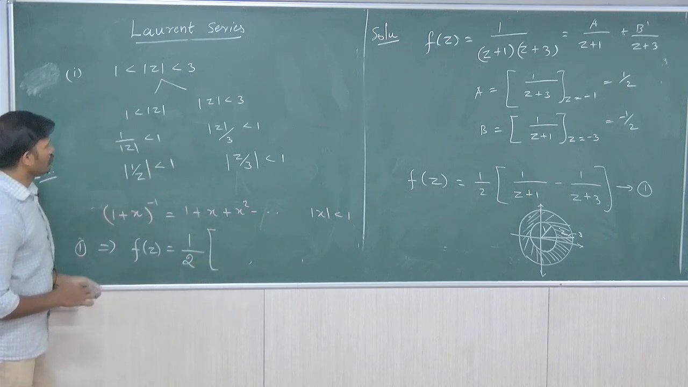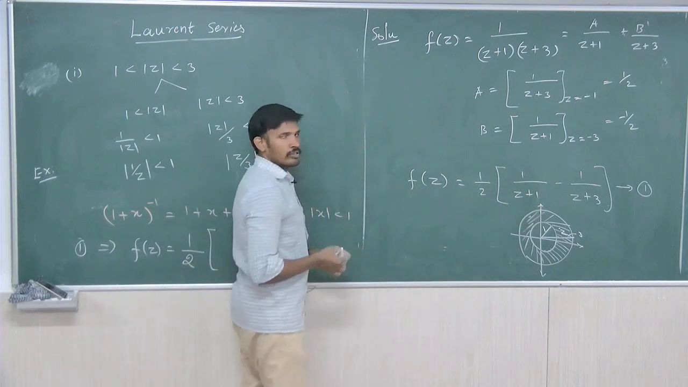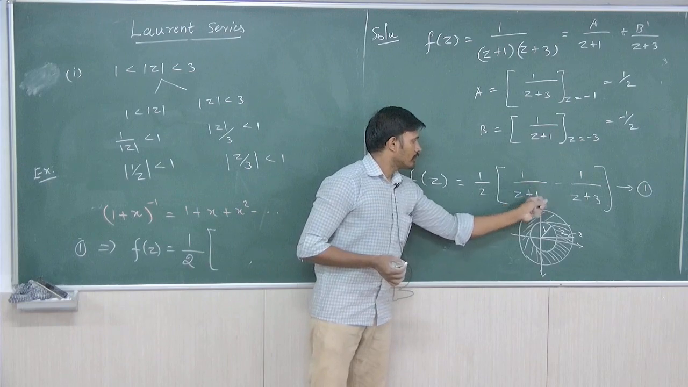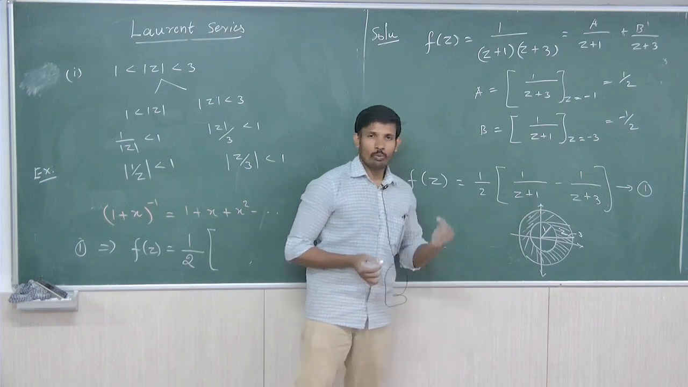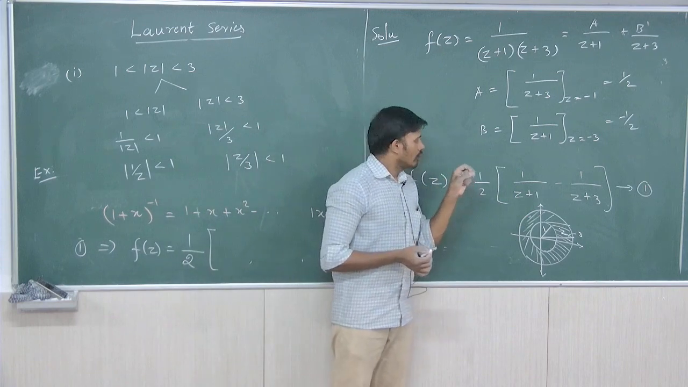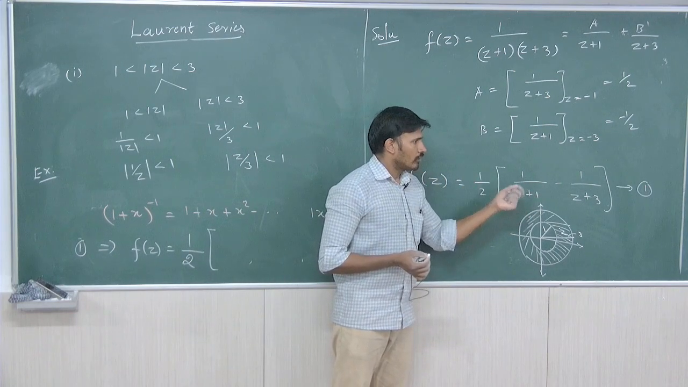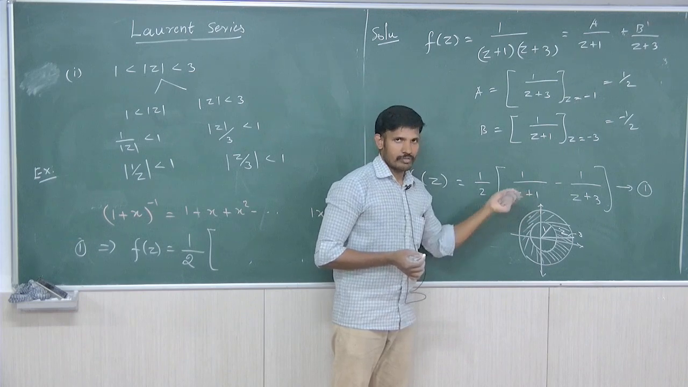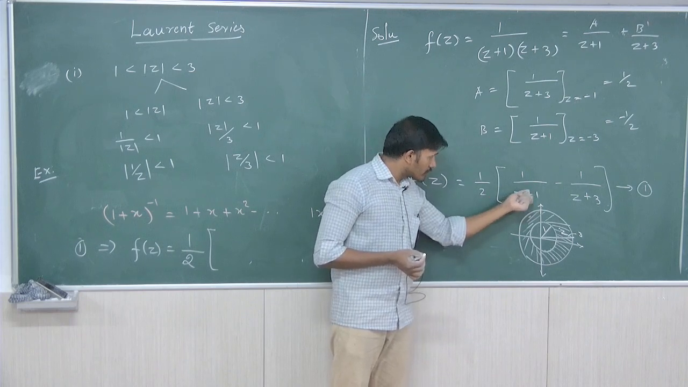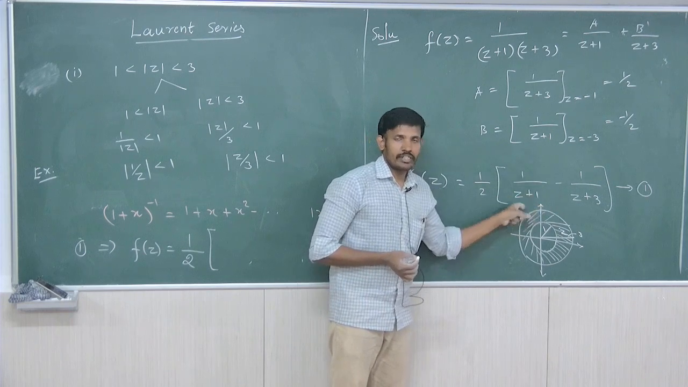So try to make z plus 1 should be 1 by z. So how to write this term coming like 1 by z? If you take z as a common term, definitely 1 by z is coming inside the closed bracket.